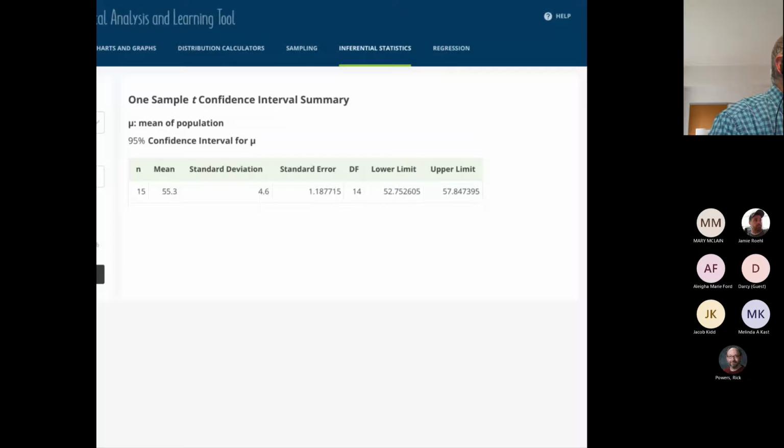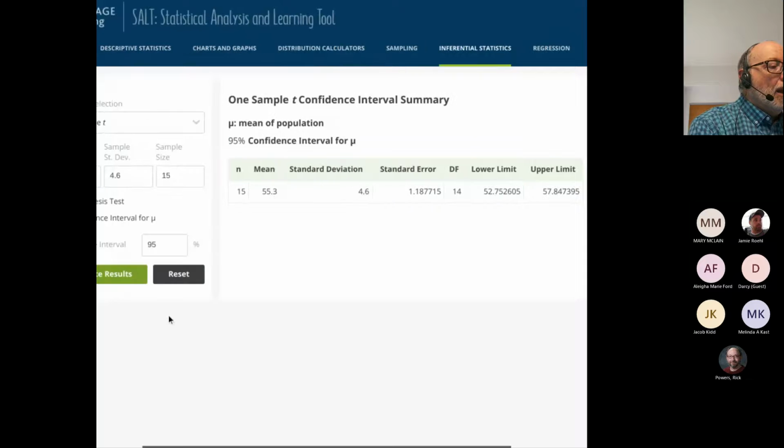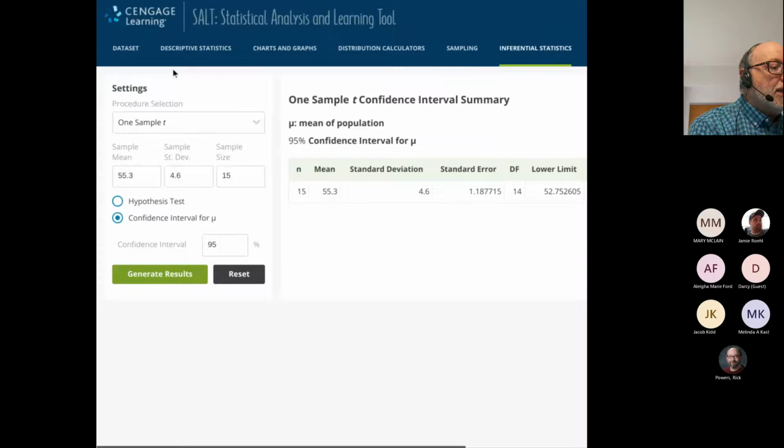And so what we have here, we have to use something that's not the same as Z, it's T, and that's why they said one sample T when we used SALT here. One sample T confidence interval. And that's the procedure selection, one sample T. So what we're saying is, similar to Z-scores, there's a mathematical curve that we think this is going to look like. But it's not the same as Z, it's now T-scores.